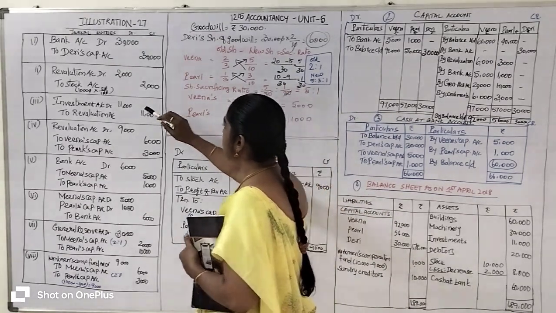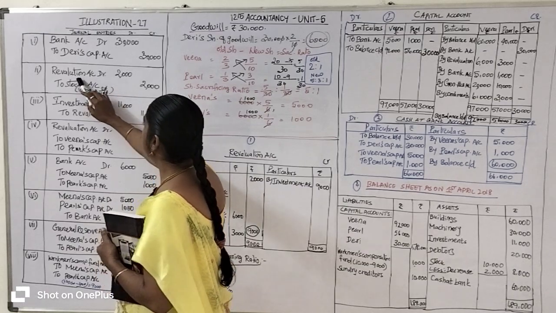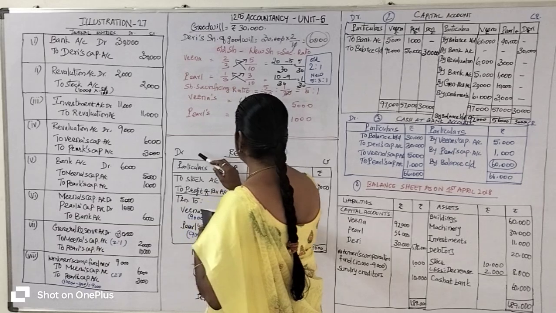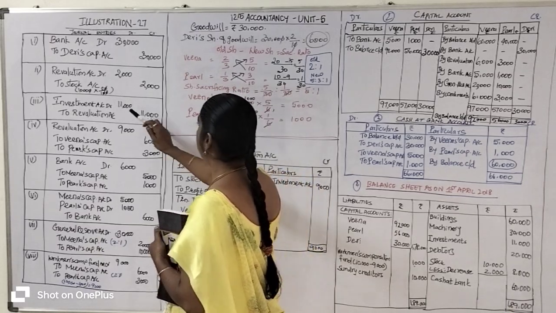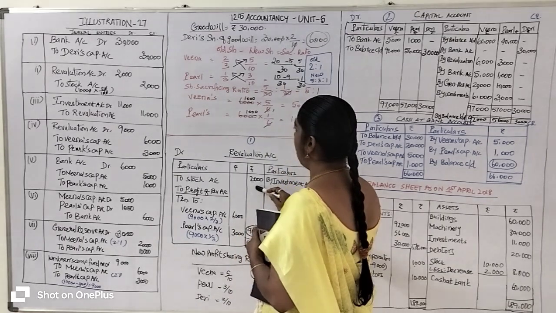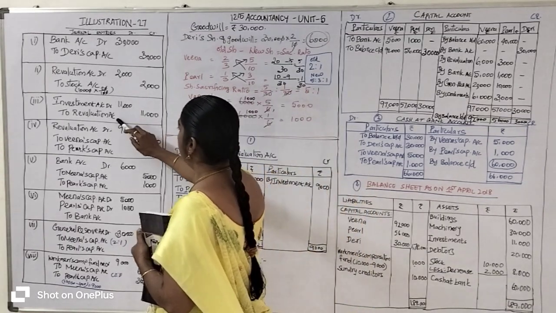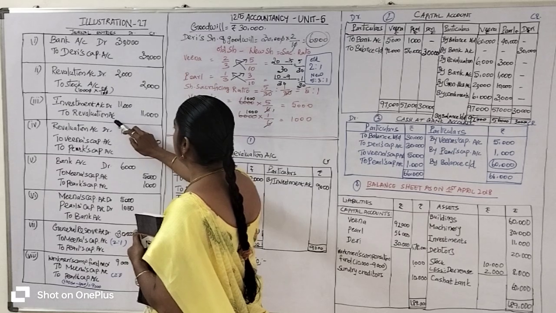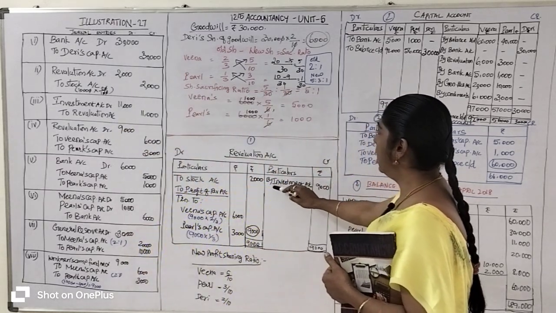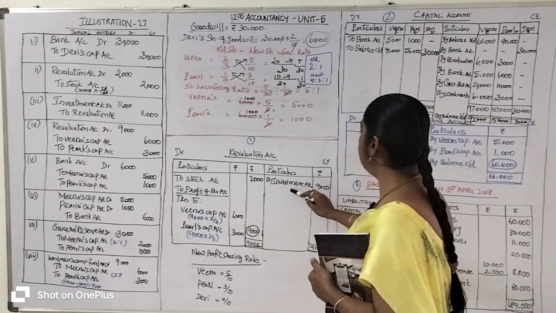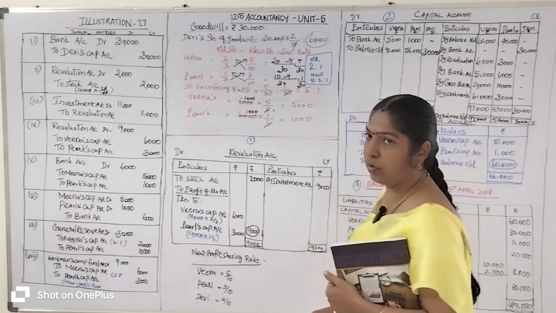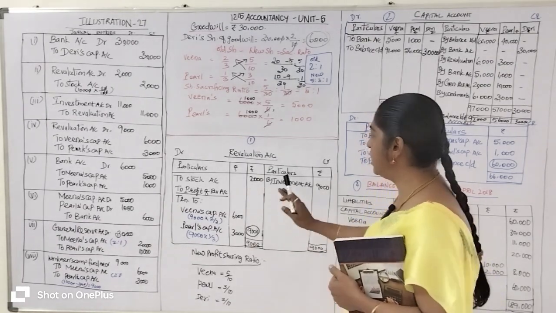Okay, so listen here. The second transaction has the revaluation account. It is on the debit side. So you go to the debit side of the revaluation account and write the opposite account, that is, to staff account, entered. The third transaction has the revaluation account. It is on the credit side. So you go to the credit side of the revaluation account and write the opposite account, that is, by investment account, 9,000 rupees, entered. So we entered the revaluation account related transactions from the journal entry.